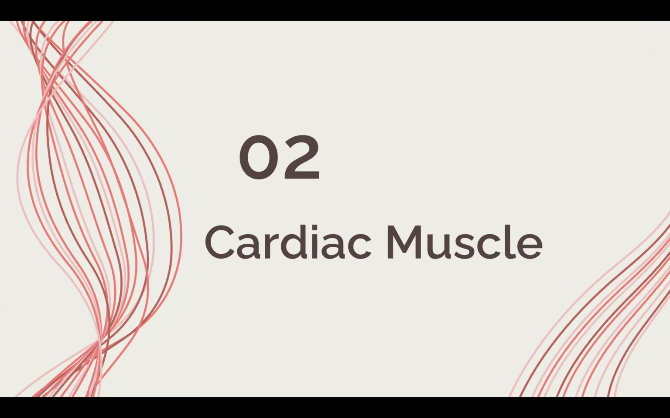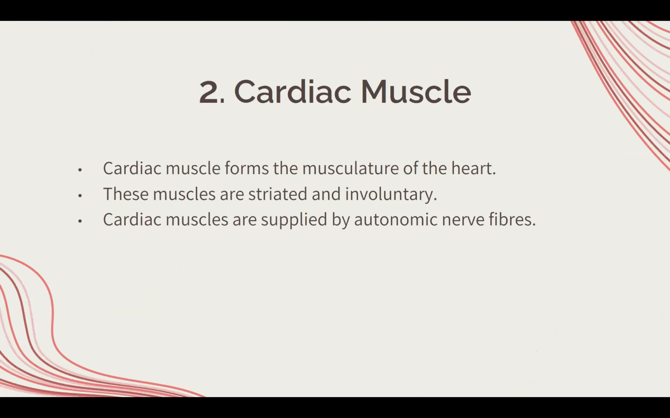So our next one is cardiac muscle. Cardiac muscles form the musculature of the heart, and these are striated and involuntary. We can't control the action of cardiac muscles by our own will, and the cardiac muscles are supplied by autonomic nerve fibers.